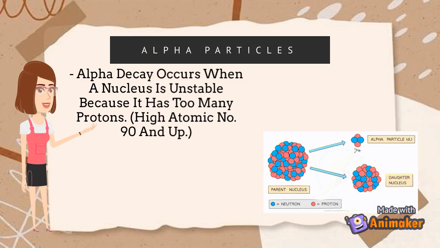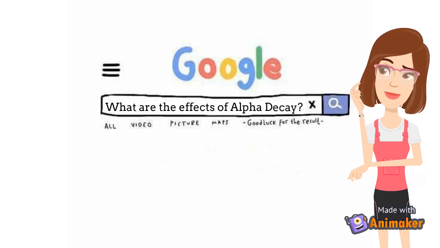Alpha decay usually occurs when a nucleus is unstable because it has too many protons or has an atomic number of 90 and above. What are the effects in alpha decay?